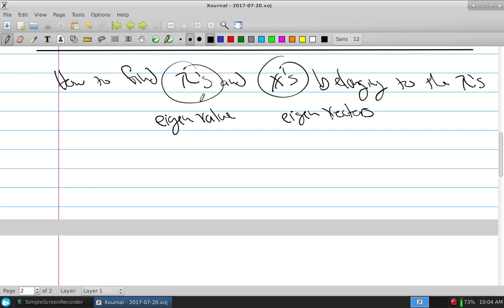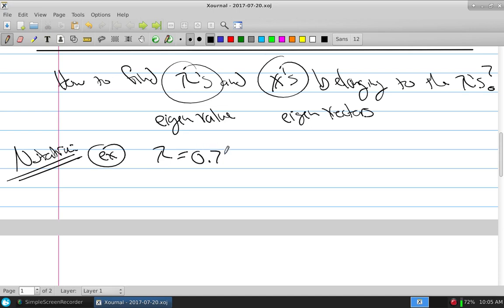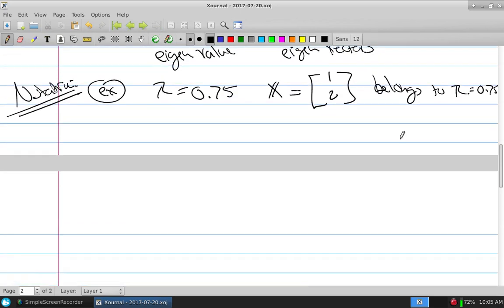So that's our first problem. How do I go about doing this? Some notation. If you find an actual lambda, say for example, you find that lambda was equal to 0.75 and you found that x equal to (1, 2) belongs to lambda equals 0.75, right? So you had an example, and you would say, I have found eigenvalue 0.75 and eigenvector (1, 2) that belongs to 0.75. That's one way that you can say it.